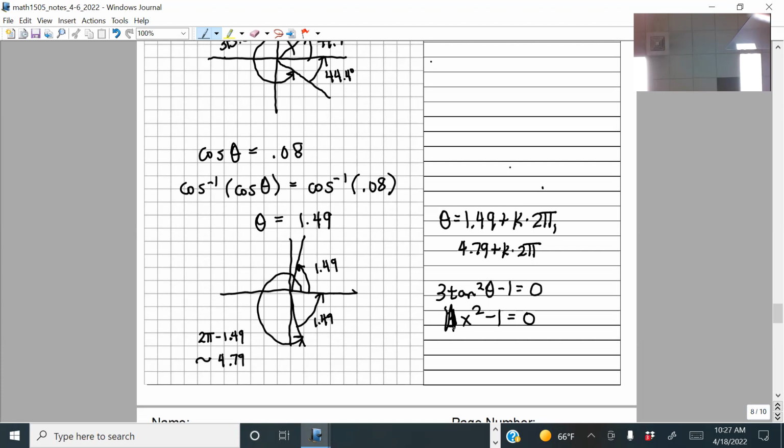That's difference of 2 squares. This is a perfect square. This is also a perfect square. Do you remember how to factor difference of 2 squares? Yeah, it's x plus 1, x minus 1.